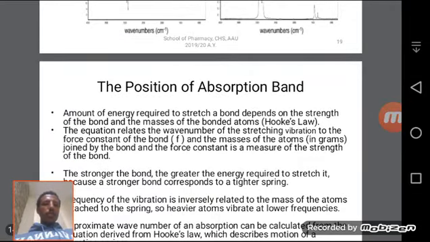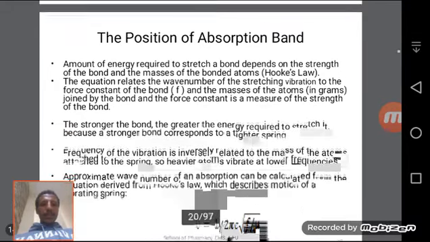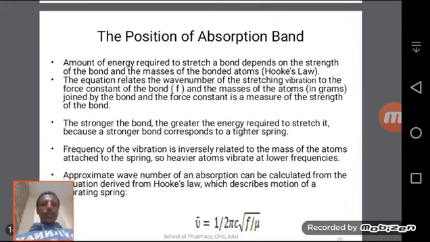Another topic is the position of the absorbance band. The amount of energy required to stretch a bond depends on the strength of the bond and the mass of the bonded atoms, which are expressed by Hooke's law. That means when the bond between the bonded atoms is strong, it has a higher frequency and needs higher energy to stretch, and when the mass of the bonded atoms is high, the wave number or the frequency of the IR spectrum is low.